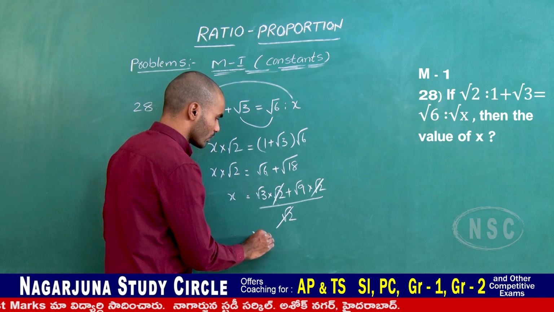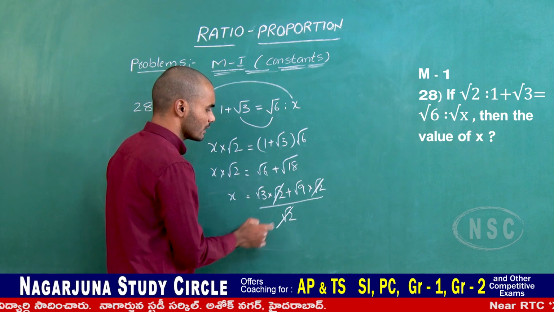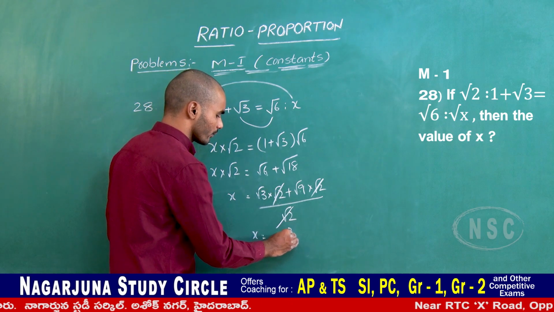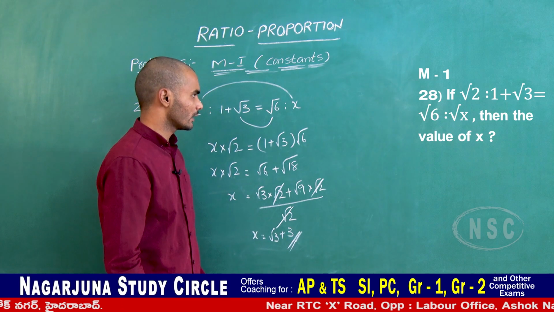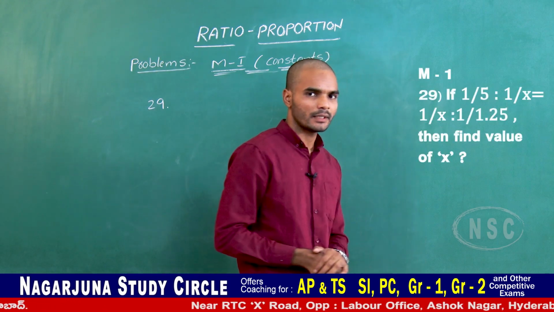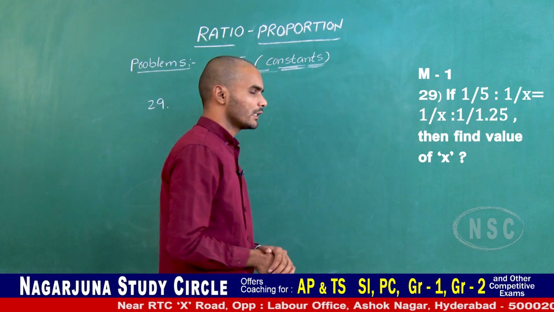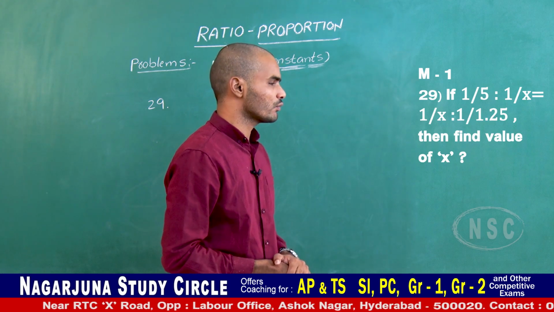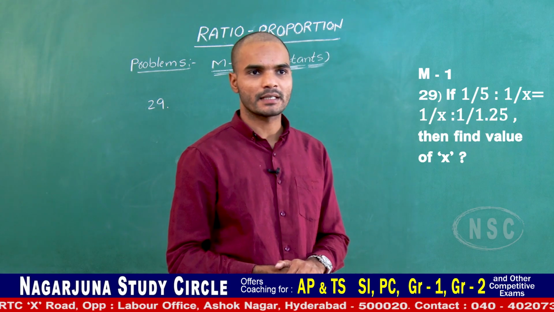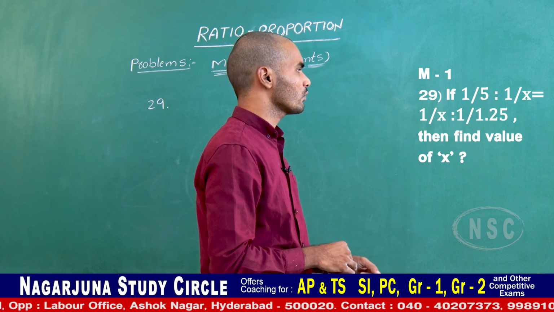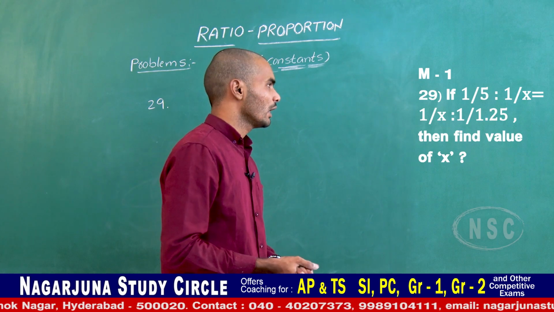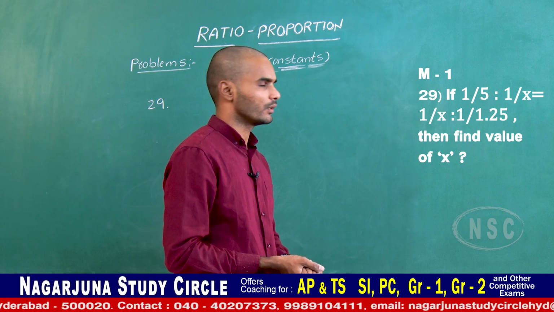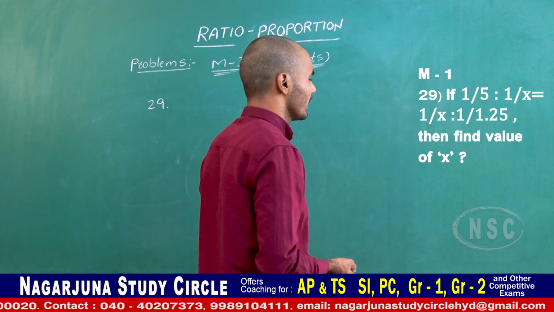X is equal to root 3 plus root 9, and root 9 is just 3. Answer is 3 plus root 3. Question number 29. The given question is 1 by 5 is to 1 by x is equal to 1 by x is to 1 by 1.25. Then find the value of x.